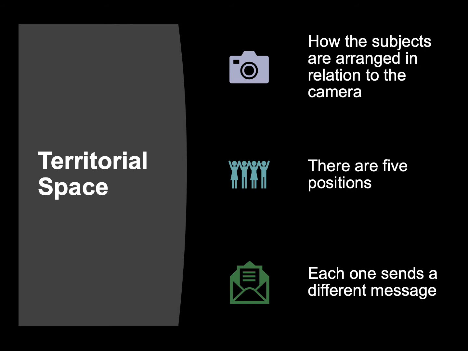We're going to pick up where we left off with territorial space: how the subjects are arranged in relation to the camera. There are 5 positions. Each one sends a different message.